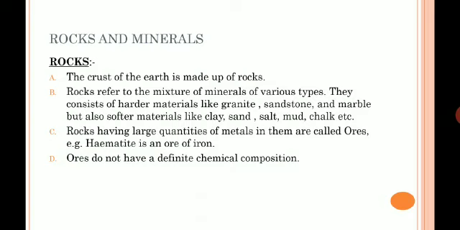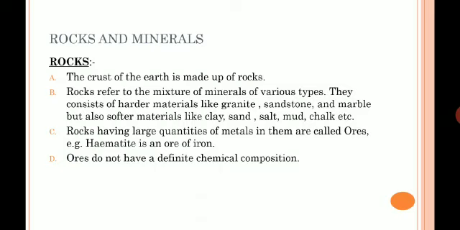If any rock has a larger quantity of metal in it, then it is known as an ore. For example, hematite is the ore of iron. These ores do not have a definite chemical composition.